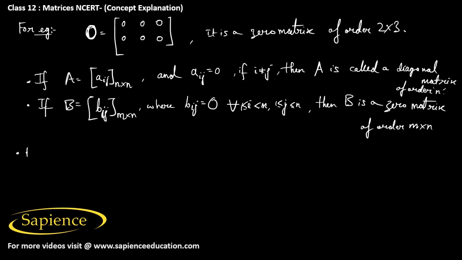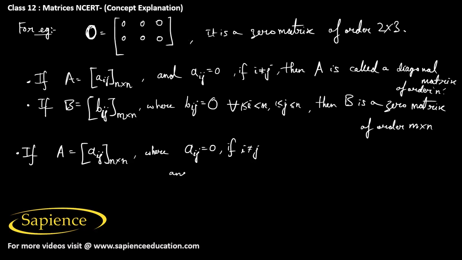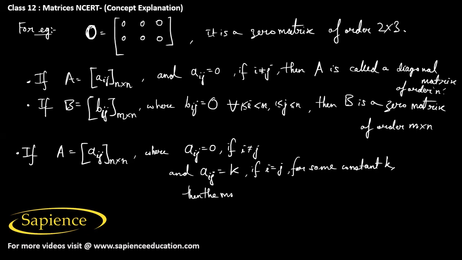Then if the matrix A equals Aij, n cross n, where Aij equals 0 if i is not equal to j, and Aij equals some constant k if i equals j, then the matrix A will be called a scalar matrix of order n.